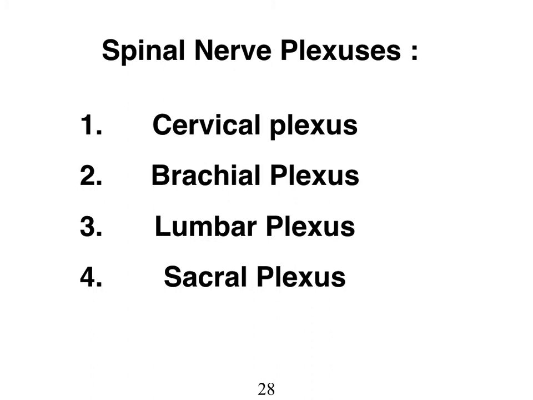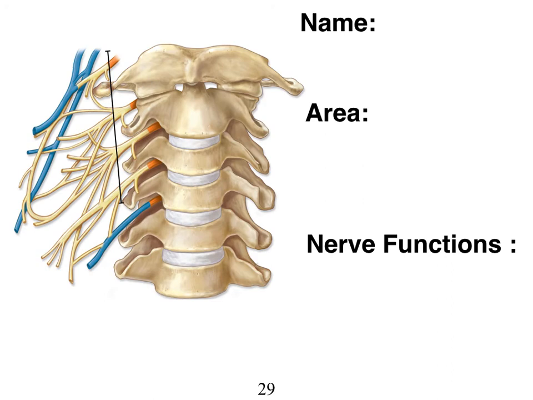So let's begin with the cervical plexus, where we will first look closely at the bones to see where these spinal nerves come out. First, the cervical plexus. If you can see the orange, those are where the anterior rami of the spinal nerves first come out. So these come out of the area near the first 4 cervical vertebrae.